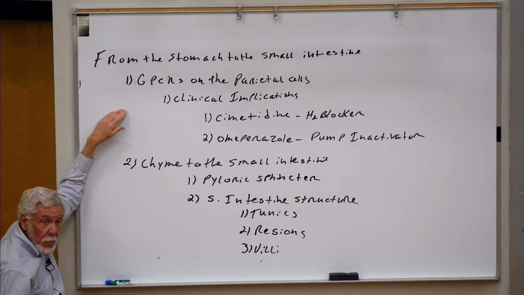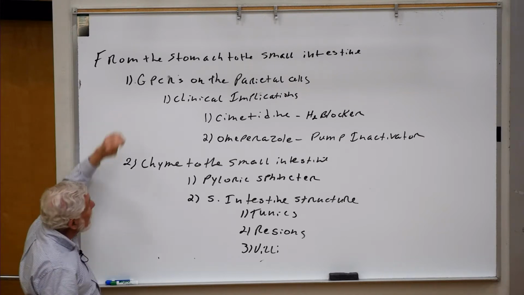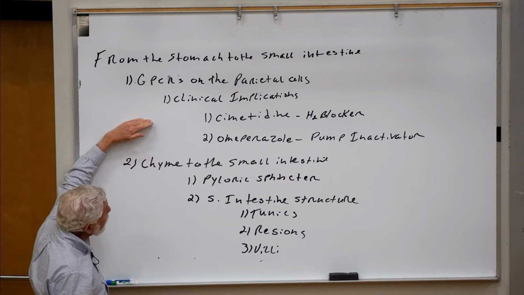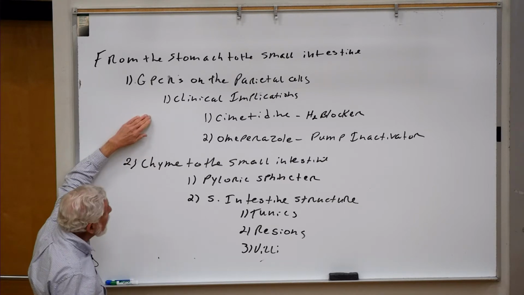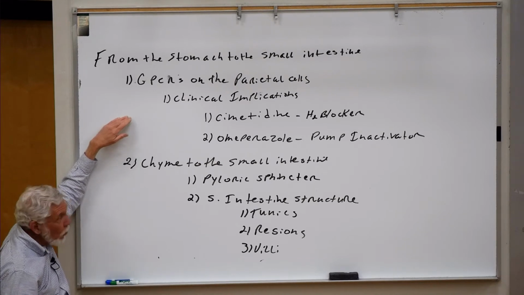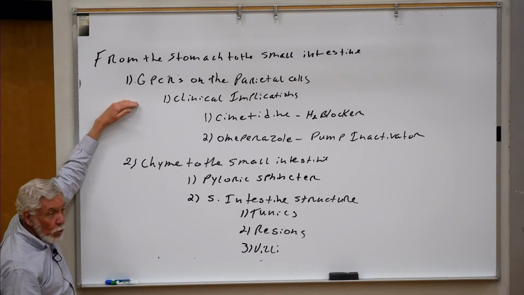And we talked a little bit about the histamine released from the ECL cells. We talked a little bit about the gastrin being released from the G cells, and we've just begun to touch on the acetylcholine being released from the postganglionic parasympathetic neurons. But in all of those cases, we're going to see that these are G protein coupled receptors.